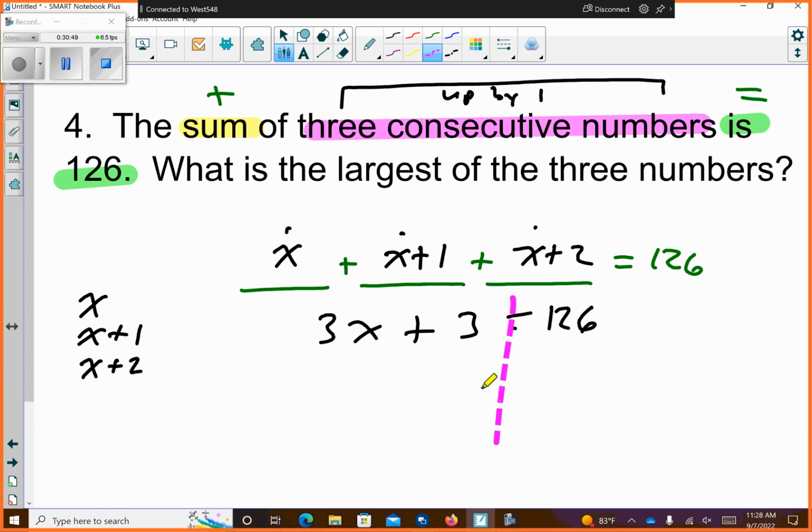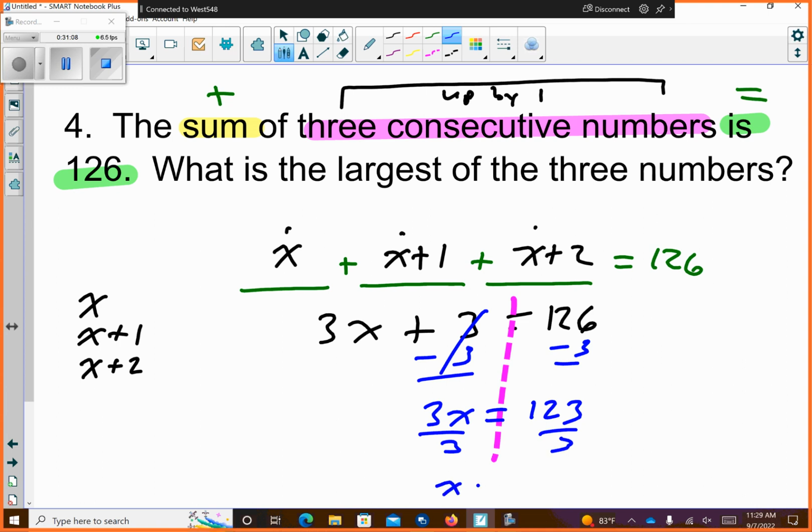All right, here we go. I'm going to subtract 3 from both sides. Those cancel, so I get 3x equals 126 subtract 3. 1, 2, 3. Hey, I like sequential numbers. That's fun. All right, divide each side by 3, and then we all have a calculator, so we go 123 divided by 3, and we get 41. Good job.